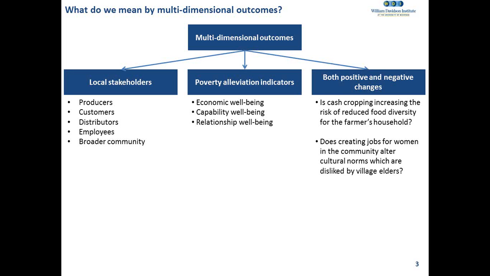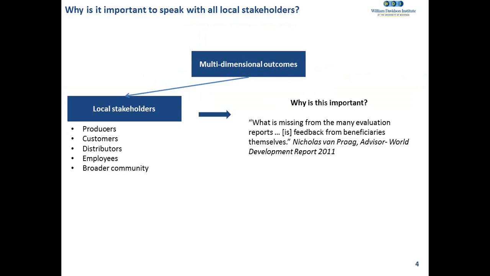So some of the examples that we've found in our work at WDI is, for example, is cash cropping increasing the risk of reduced food diversity for the farmer household? Does creating jobs for women in the community alter cultural norms which are disliked by village elders, etc.? So Heather will get into the specific reasons why tracking negative changes is extremely important. What I'm going to do is move into the next slide.